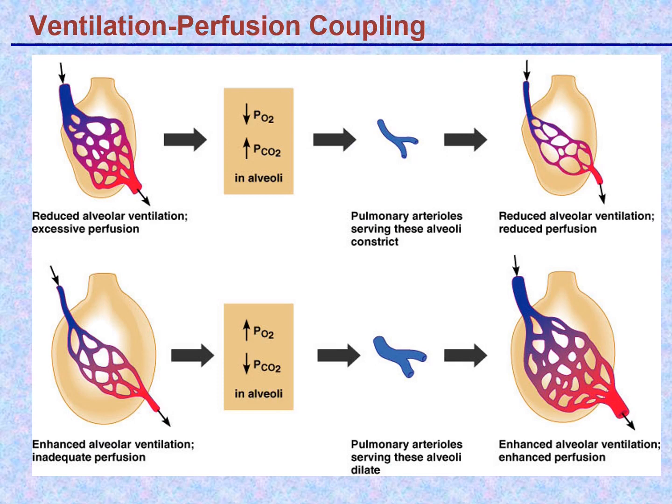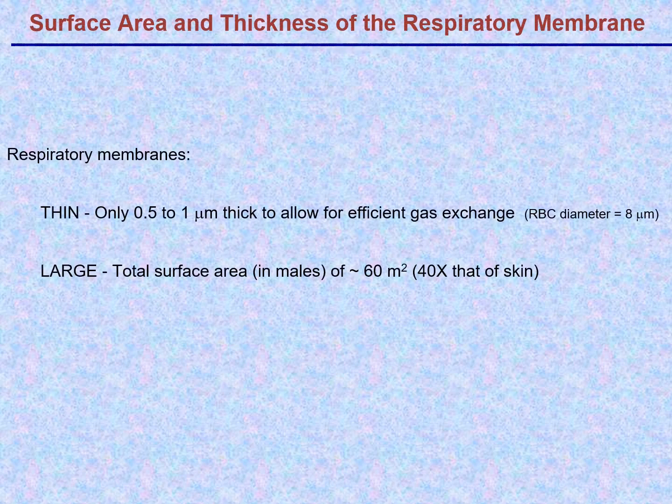And that's the kind of thing that's shown in this diagram. You can go through that. The third key factor determining how efficiently, or helping the efficiency of, external respiration are the respiratory membranes.